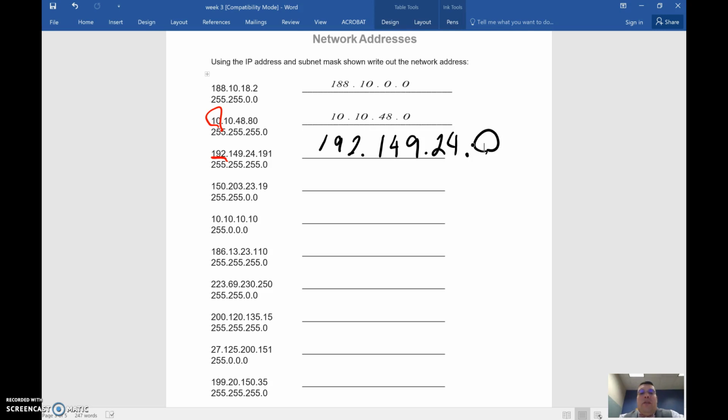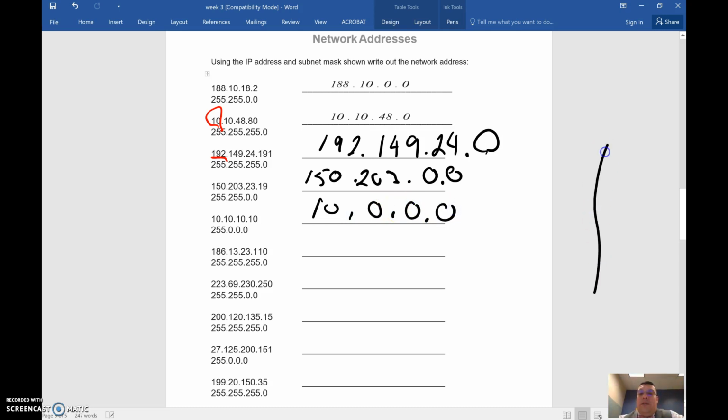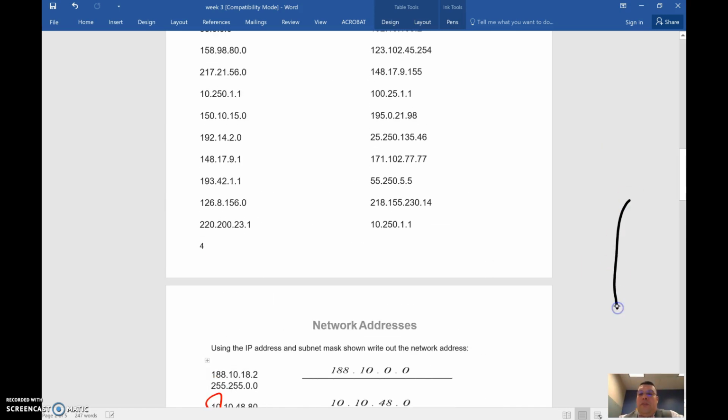When we go to 150, we recognize it's a Class B. Verify it by looking at 255.255.0.0. So once again, we look at the network portion, static, does not change, and then the host portion does change. So we get the network address of that. With the 10 dot, once again, we verify class A, network portion, host portion. And that's the end of that one.